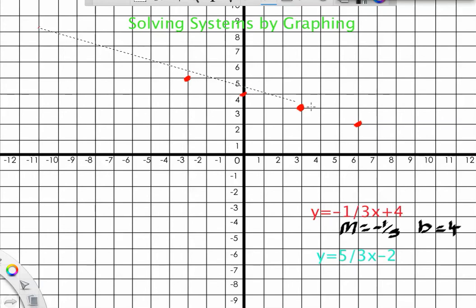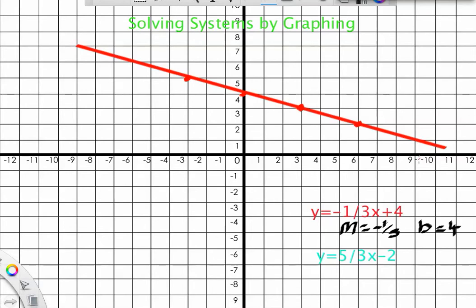Let's see if I can get it to go through all them. Not quite. I'm going to go ahead and erase that. There we go. This should be it. Alright, that's about as good as I'm going to get. So I'll leave it like that.